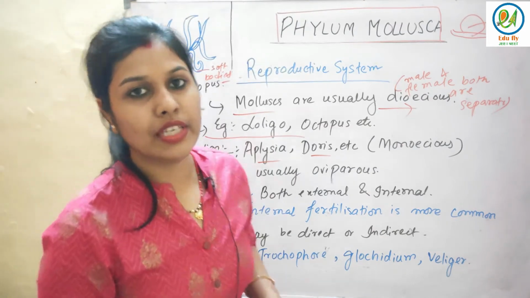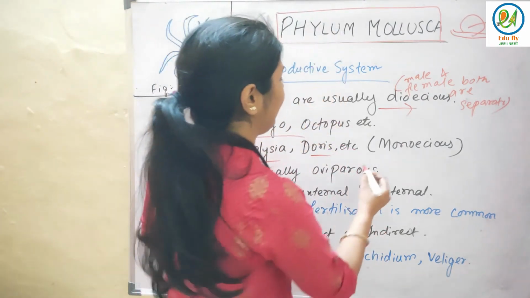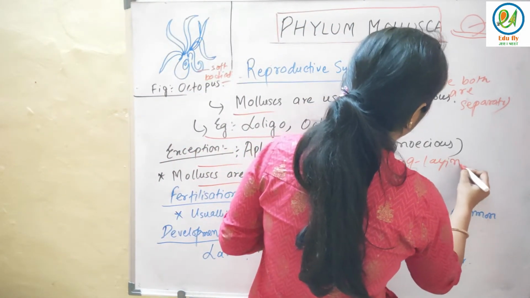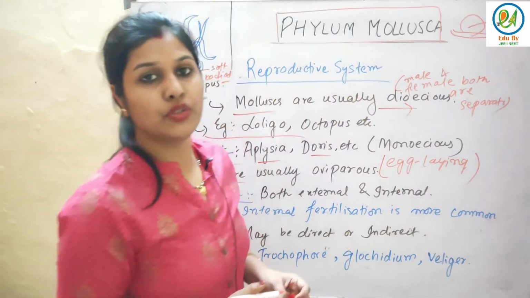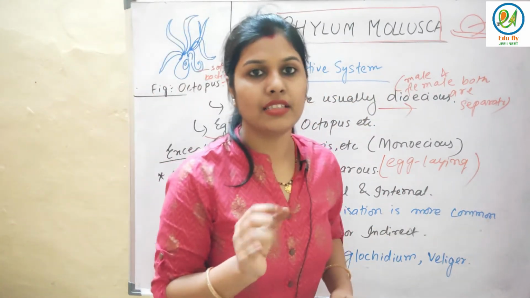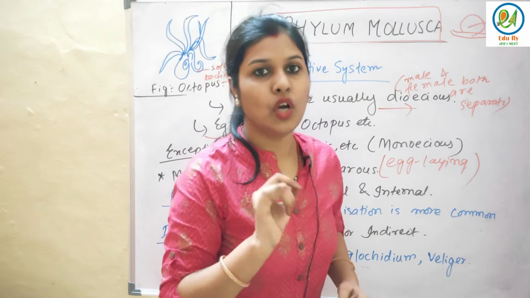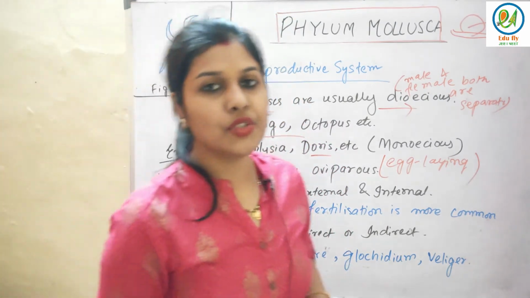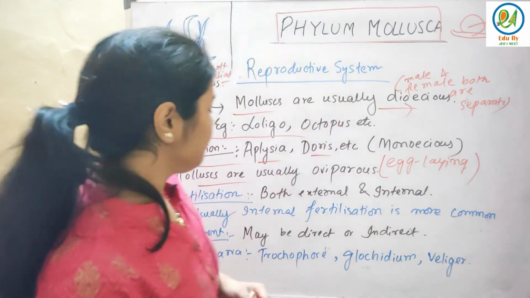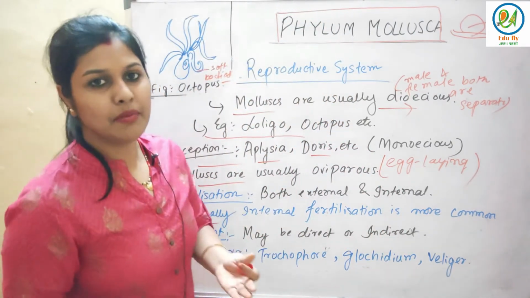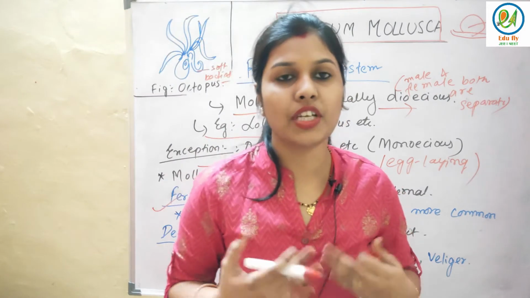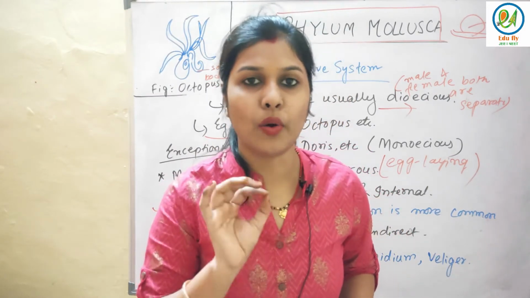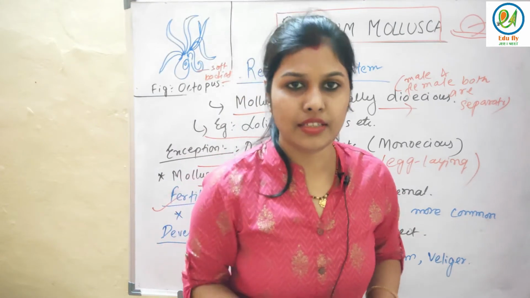Basically, mollusks are usually oviparous. Oviparous means egg laying animals. They don't give birth to the young ones. They lay their eggs, and from the eggs the young ones come out. Next is fertilization. Fertilization is both external and internal. Usually, maximum chances are there that internal fertilization takes place in case of mollusk. Both types do exist here, but internal fertilization is more common.